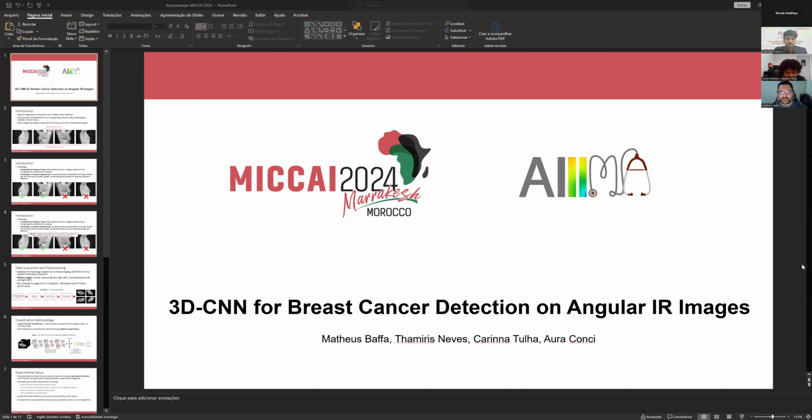Today I'm presenting this paper, 3D CNN for breast cancer detection on angular infrared images. This paper was developed by me with Tamires Neves, Karina Tuda, and Professor Aura Ponce.